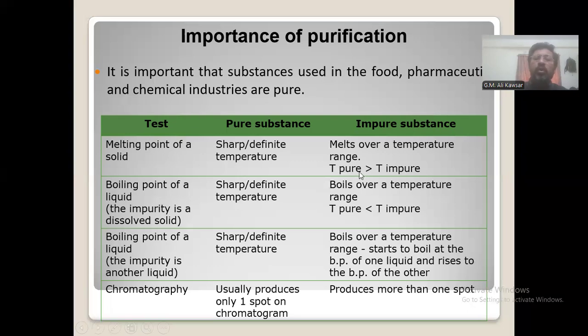For example, here you can see that T pure means the melting point of a pure substance, and T impure means the melting point of an impure substance. So by measuring temperature, we can predict whether it is pure or impure. The same thing applies to a liquid as well. If a liquid boils exactly at its boiling point, then we will understand it is pure. But if it boils at lower than its boiling point, we will understand it is impure.